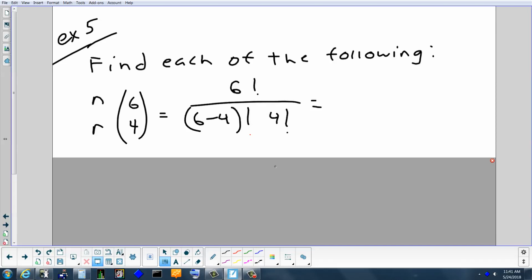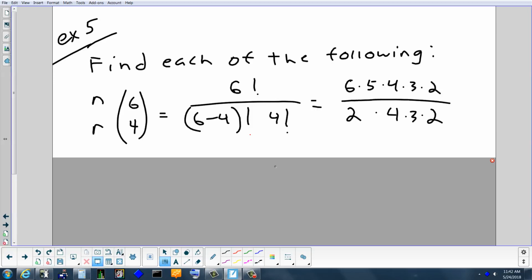So Devin, if you write out the top, what does the top mean? Let's say somebody doesn't know what exclamation point means. It means all the numbers up to 6 multiplied. So 6 times 5 times 4 times 3 times 2. You could put times 1, but you don't need to. 6 minus 4 gives me 2 factorial, which is just 2. And 4 factorial, 4 times 3 times 2 times 1 if you want to put it.